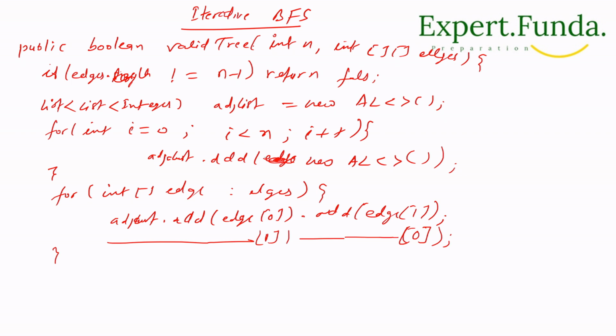Now there is another approach, that is BFS. That was our recursive DFS. Now this is an iterative BFS. We'll check the same thing: if the number of edges is not equal to n minus 1, it means all the nodes are not connected, and so we will return false. Again, we will have our adjacency list. We will initialize all the adjacency list using new ArrayList, and then we will add all its neighbors one by one, okay?